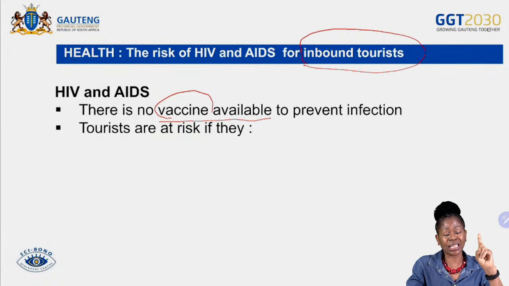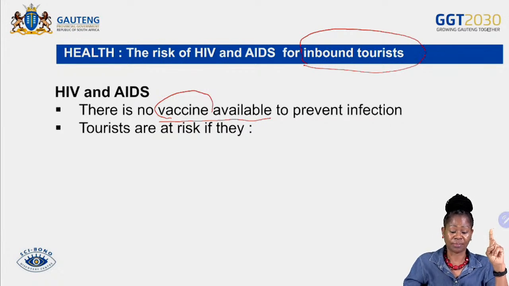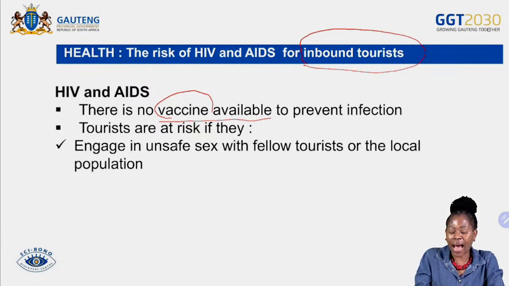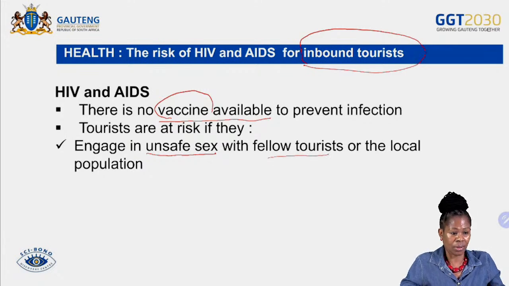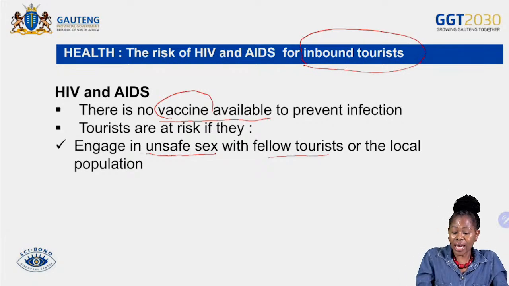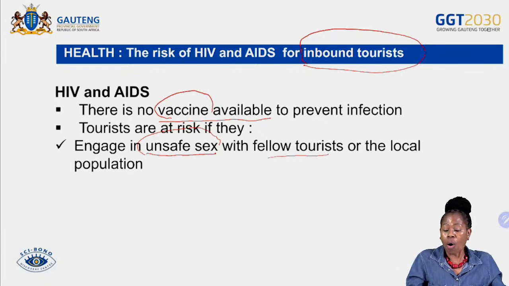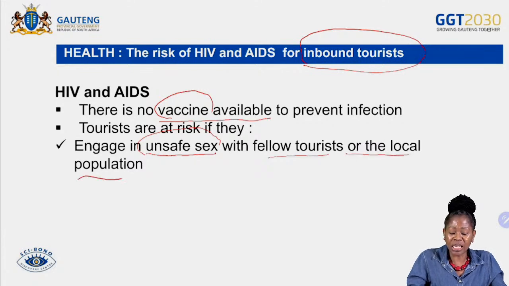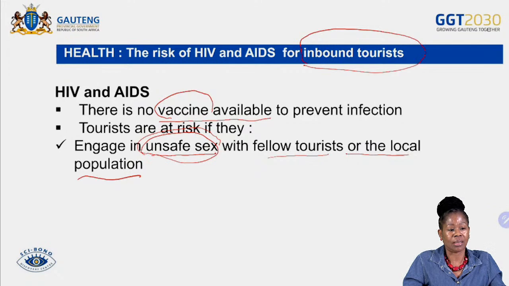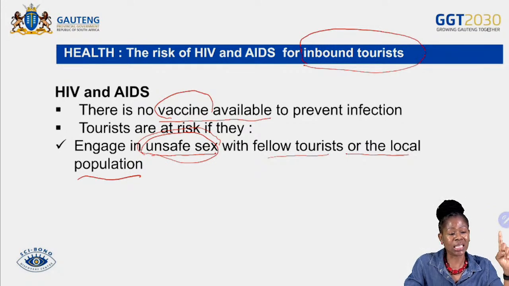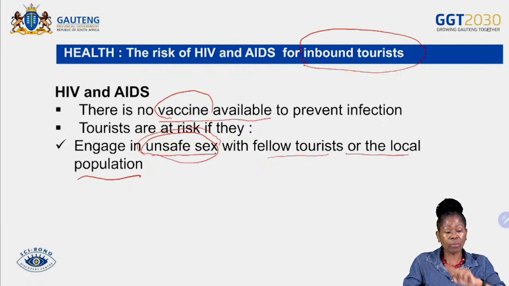tourists are at risk if they themselves engage in unsafe sex with fellow tourists or the local population. Tourists also, they are human beings. But if they engage in unsafe sex with fellow tourists, some of us tourists travel in groups. Some of us meet other groups when we travel, or we go to the local population. Having unsafe sex is then when you can contract HIV and AIDS. But we will advise on this.